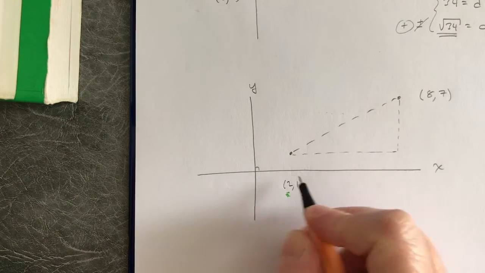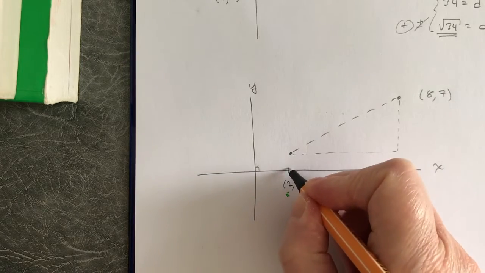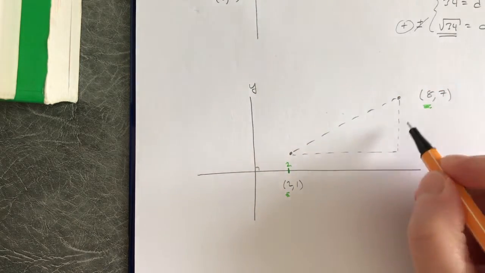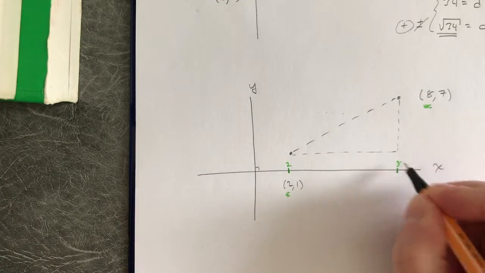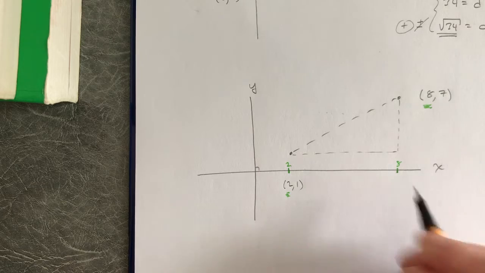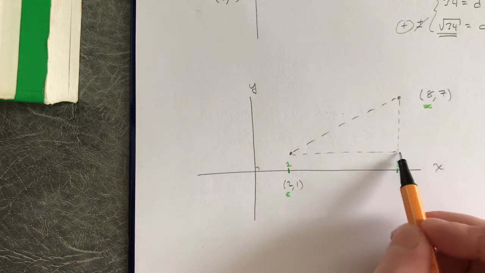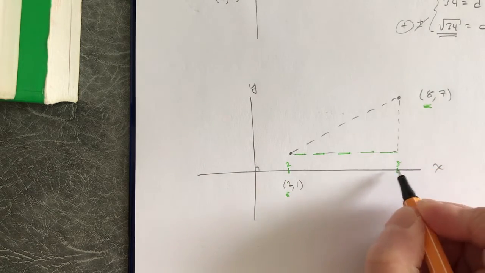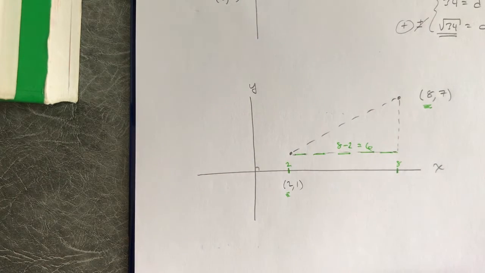The 2 here tells me how far across I am. That's the number 2 here on the x-axis. And this 8 on these coordinates tells me that I've gone across a distance of 8. That means that if I subtract the 8 and the 2, I know how long this, let's make it green, I know how long this green side is. That's going to be 8 minus 2, which is 6.